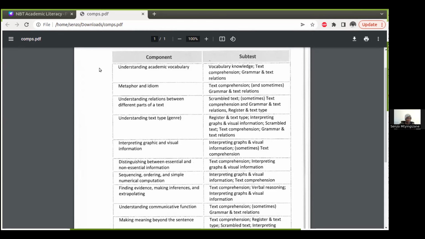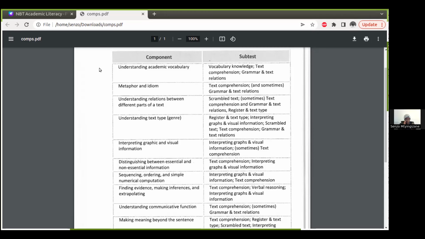Number two, the second component that is going to be tested, is metaphors and idioms. I'm sure some of you have done them in past grades. Now you need to be able to see them within a text and understand what they mean. That involves inference, and also just being able to interpret them. Again, the things that are going to be tested there are your ability to comprehend them, and also grammar and text relations.